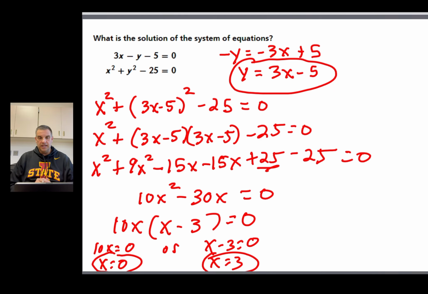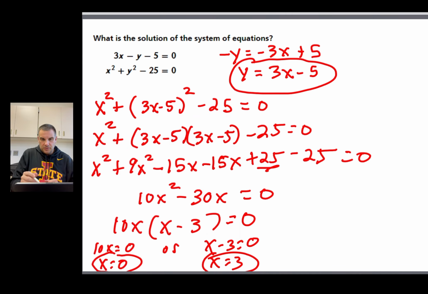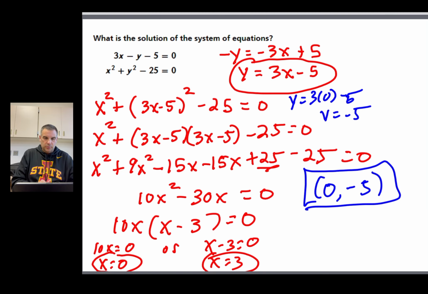Now that we know the possible answers for x, we're going to substitute those in and find the possible answers for y. And actually, these are the intersection points. It's going to intersect at 0 something and 3 something. So we're going to use 0 first. We'll do that in blue. If I substitute 0 in there, y is equal to 3 times 0 minus 5. So y would be negative 5. So that gives us the point 0, negative 5. That's one of our intersection points.